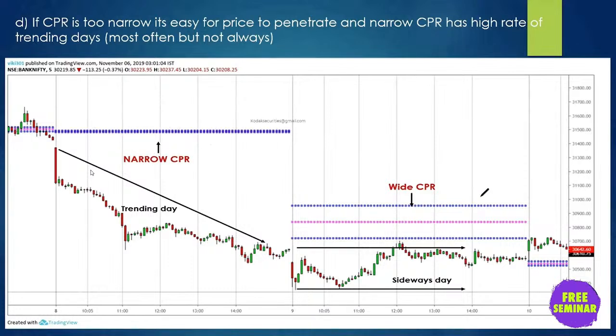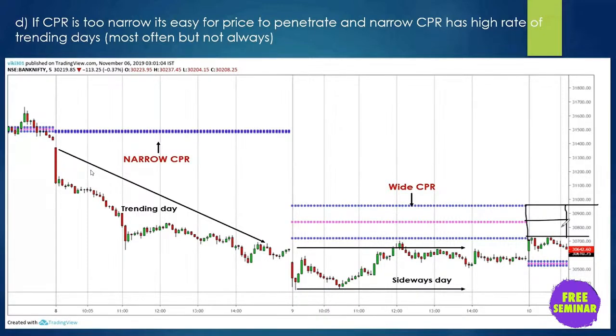Look at this. It was a virgin CPR. Next day I will go and mark that level. Look at this, the 10th, what happened? The day opened with a bullish candle, giving you the impression that it is going to go up like this. But what happened? It's still stuck. You can see that it's not able to go up. Why? Because there is a strong wide virgin CPR. So this entire level is strong resistance.